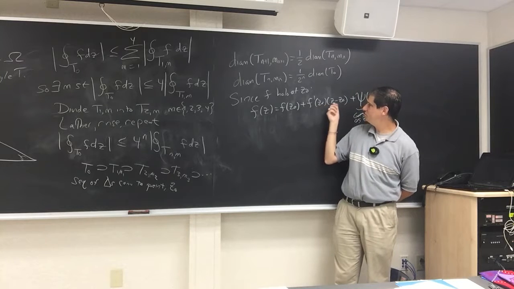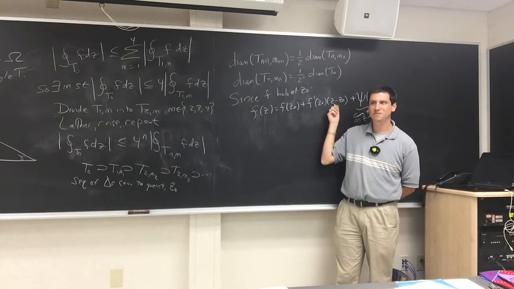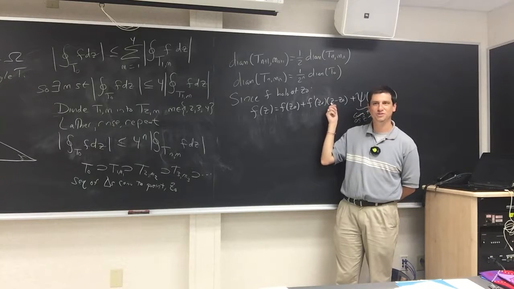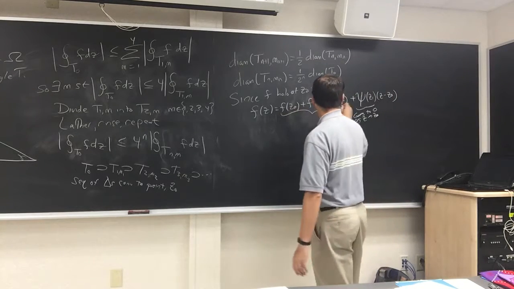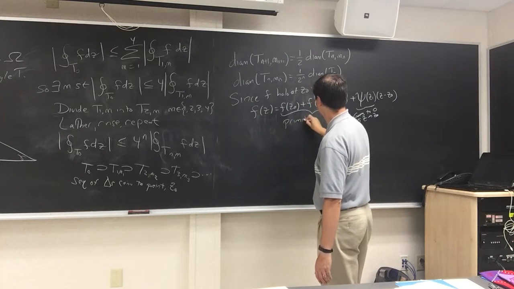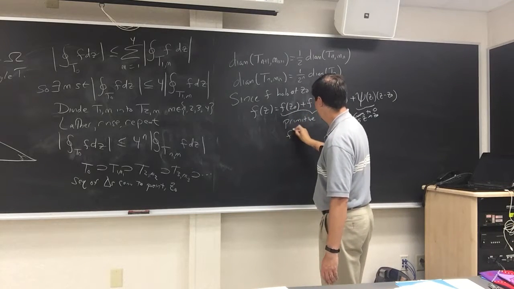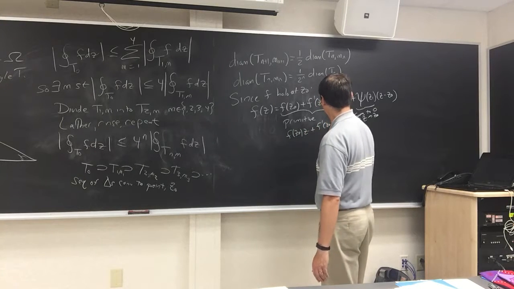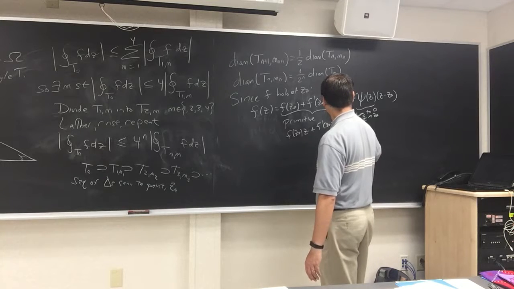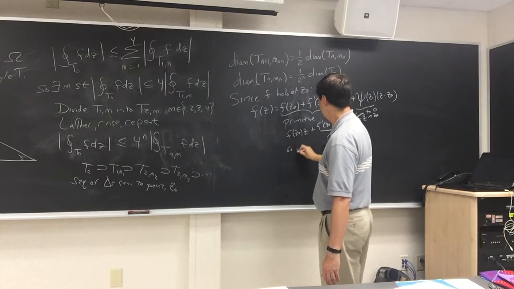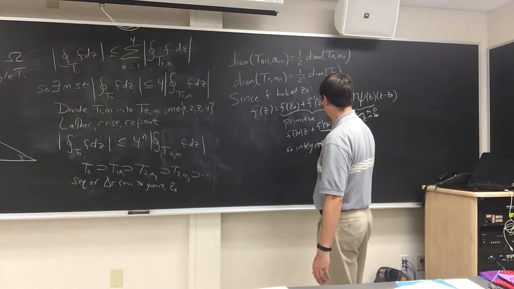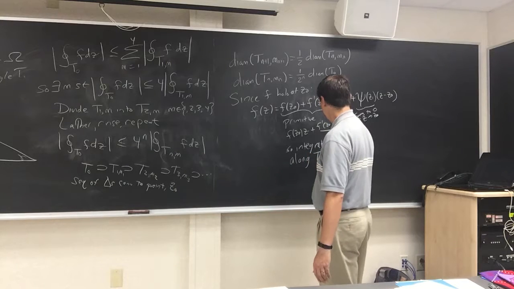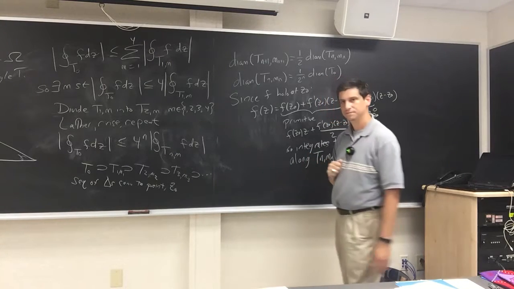What about f prime of z0 times z minus z0? Is there a primitive for this? Yeah, f prime of z0 times z minus z0 squared over 2. So this whole part has the primitive f of z0 times z plus f prime of z0, z minus z0 squared over 2. So it integrates to 0 along all the tn mn's.